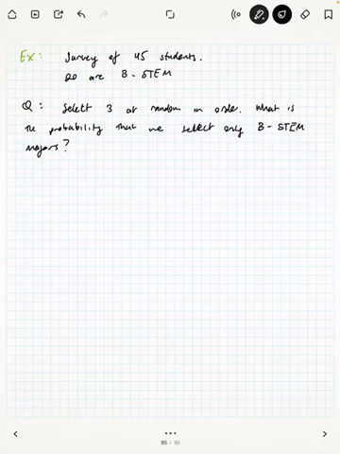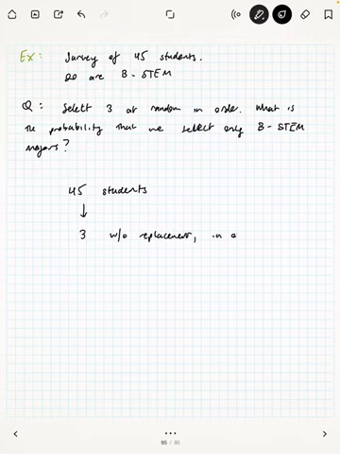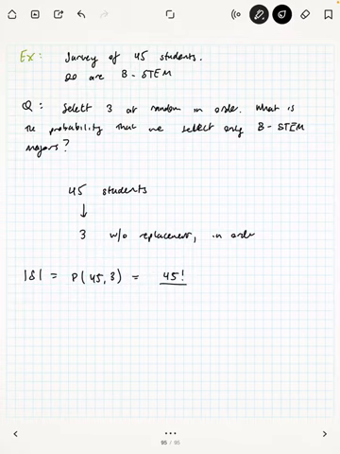So from a pool of 45 students, we're just talking about the sample space here. Then we pick 3 without replacement in order. This automatically tells us that we're looking at the number of possible permutations. So our sample space size is 45 factorial divided by 42 factorial, which is 45 times 44 times 43. We'll leave it at that for now.